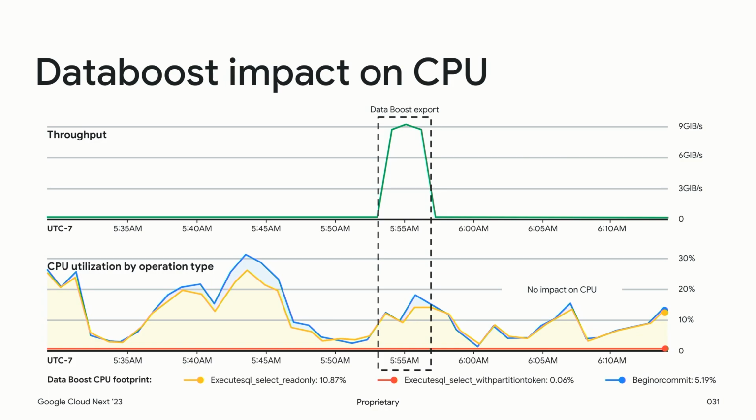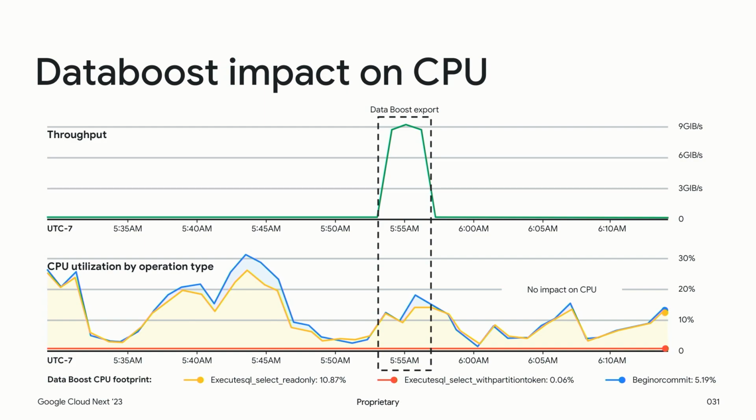The top graph is the throughput graph. This is an analytical query that is run using Data Boost. The y-axis here is the amount of data that we are pulling out of Spanner. The bottom graph is the CPU. What I wanted to show you is that at around 5:50 a.m., when an analytical query was issued using Data Boost against your operational traffic, what was the impact of running this analytical query on CPU?